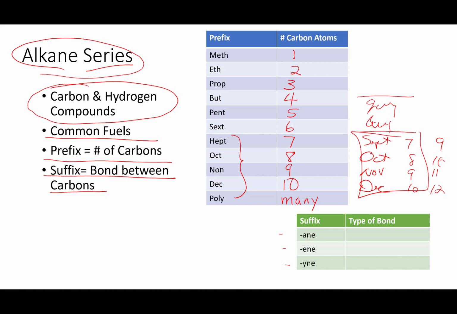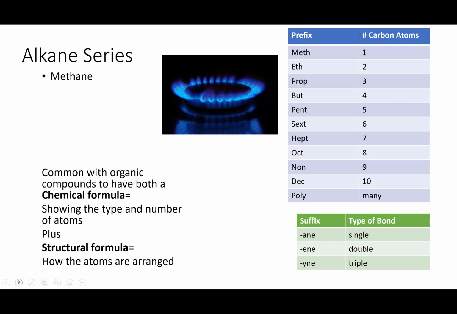The suffixes: ane means a carbon-carbon single bond, ene means carbon-carbon double bond, and yne means carbon-carbon triple bond. So we're going to use all of this information to create some alkanes. So we're going to start with methane.